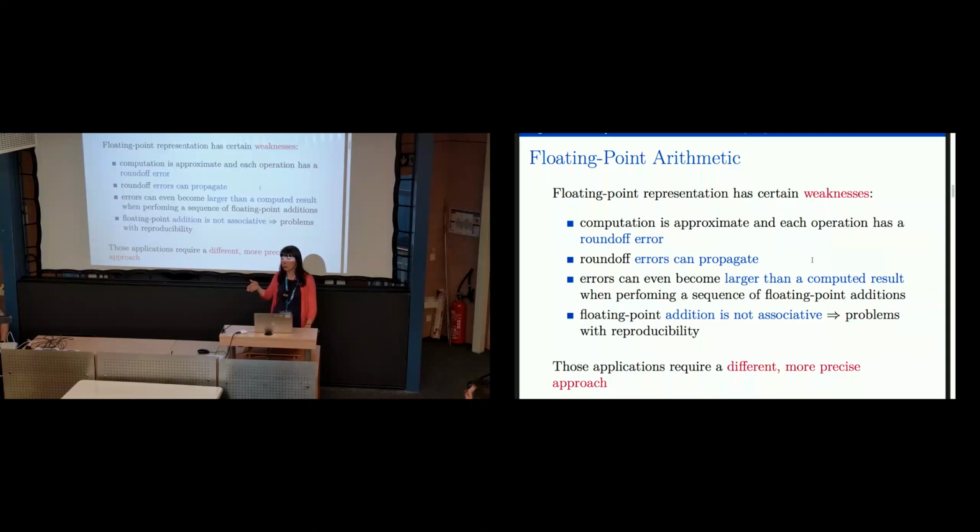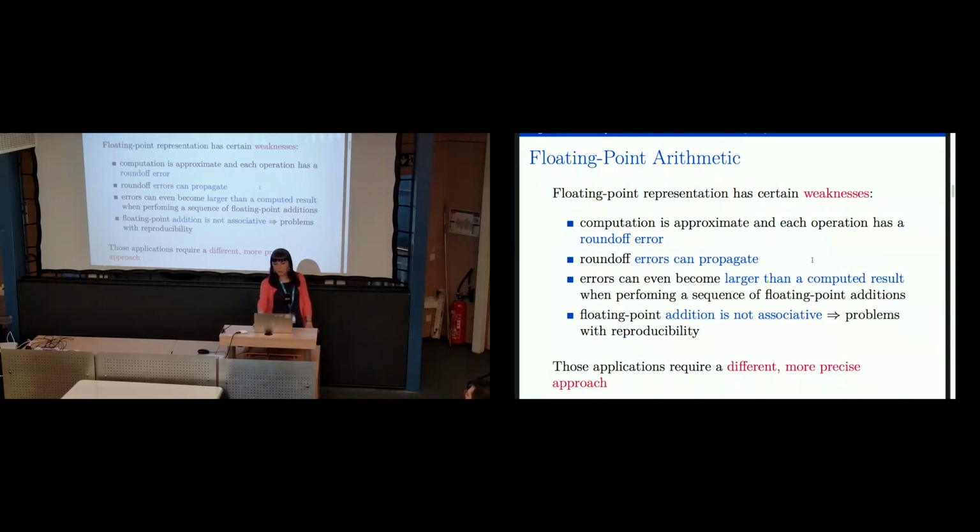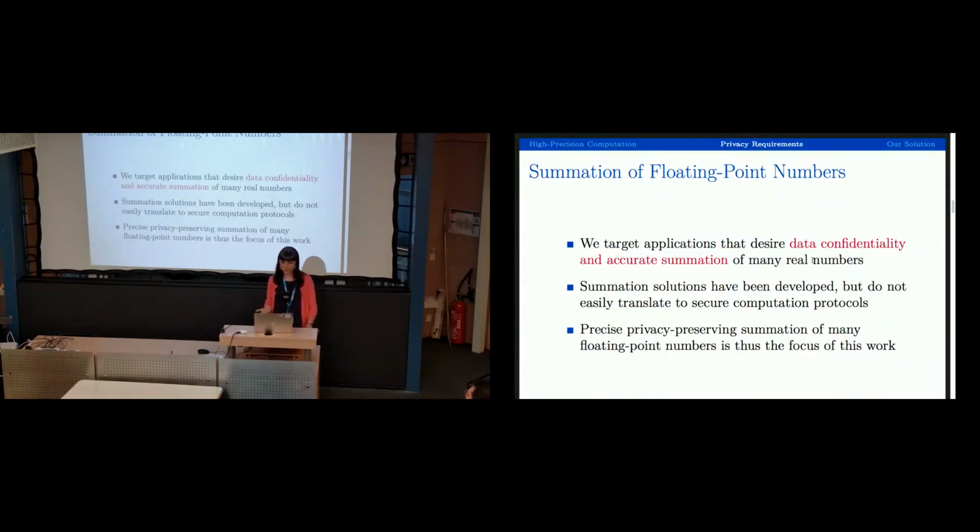Meaning that if you perform computation on one platform versus another, you might get different results. And if you're using that in security applications, for example, if you sign the result, then there are issues with reproducibility. So our goal is to have a more precise computation that starts with floating point representation and then does the computation precisely. We want something that's precise, but we also want to be able to do this securely on private inputs.